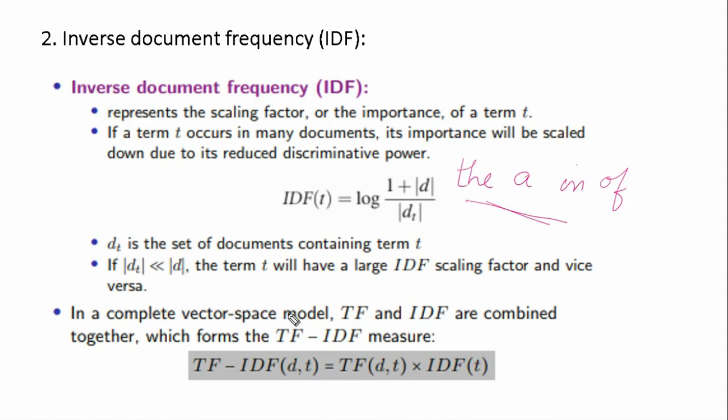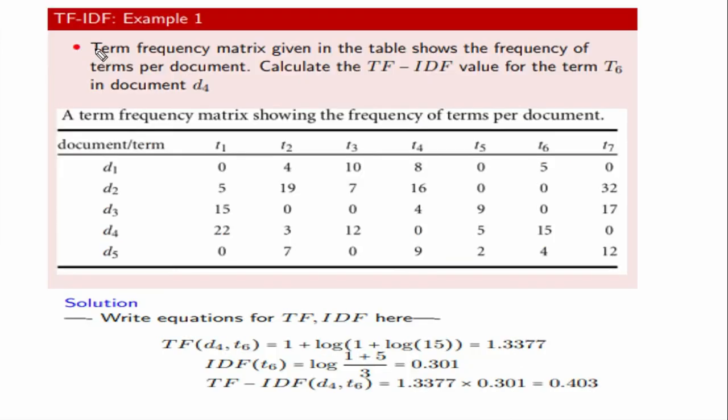Now in a complete vector space model, TF and IDF are combined together and form the TF-IDF measure. That is, TF-IDF of D comma T is equal to TF of D comma T into IDF of T. Now remember all these formulas and we will do a problem. This is an important question which comes in text mining. The term frequency matrix given in the table shows the frequency of terms per document. You have to calculate the TF-IDF value for the term T6 in document D4.